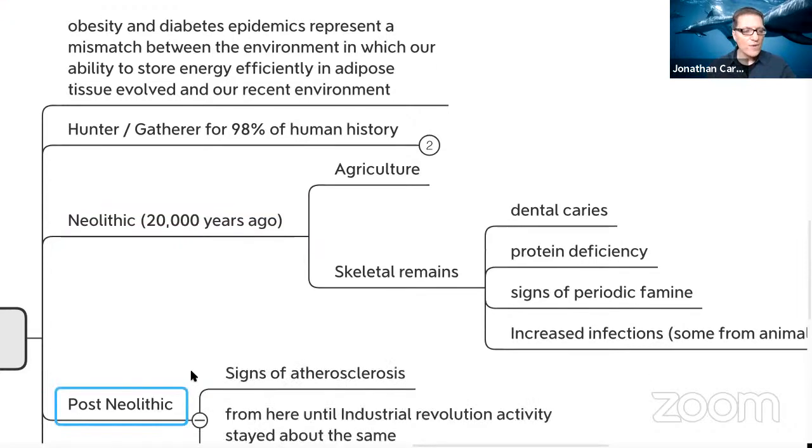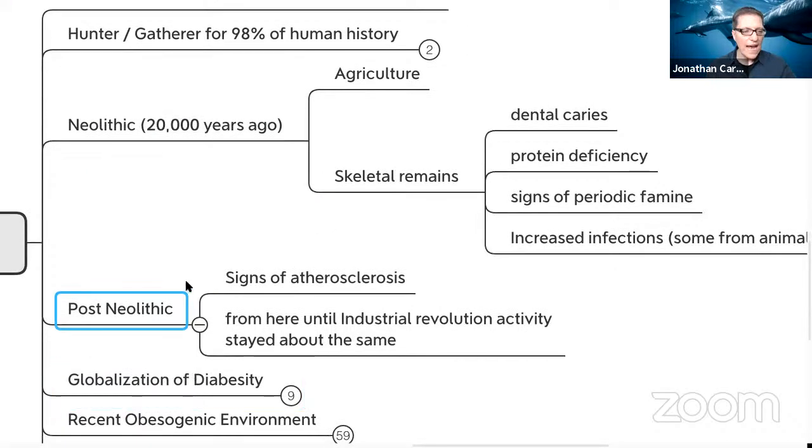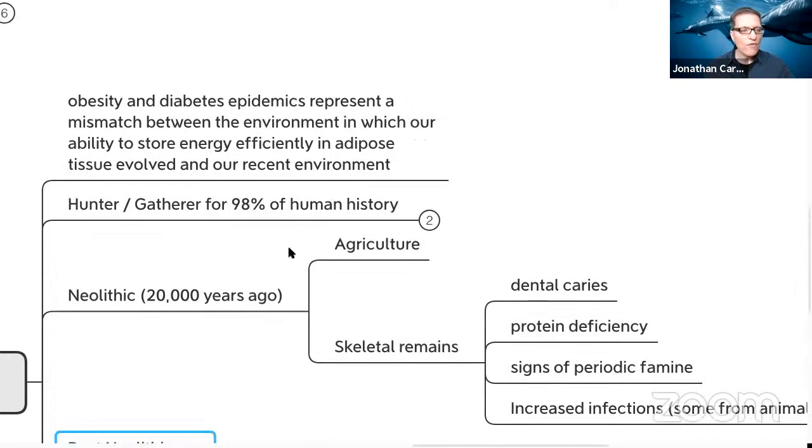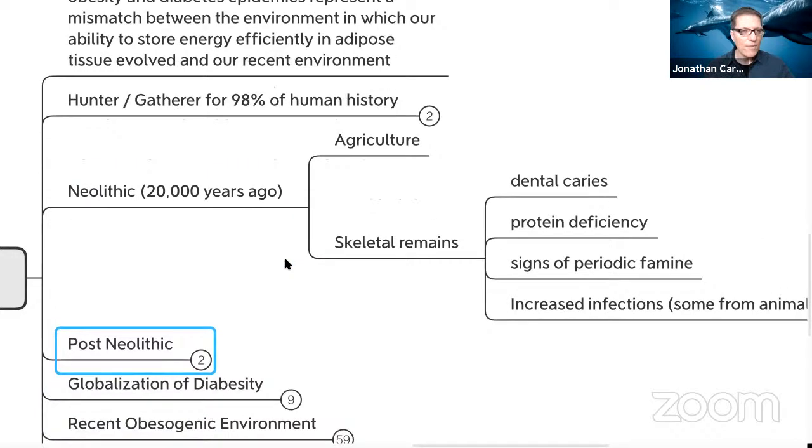Okay, so then we move on to the post-Neolithic, and that's where, if you look at mummies from ancient Egypt, you start to see signs of atherosclerosis, heart disease. Basically, in terms of activity and movement, it pretty much stays the same. Most people were still involved with agriculture and fairly active until the Industrial Revolution, when there was a decline in physical activity. So this gives you a general overview of human history, moving from hunter-gatherer to agriculture, which had both its positives and negatives.